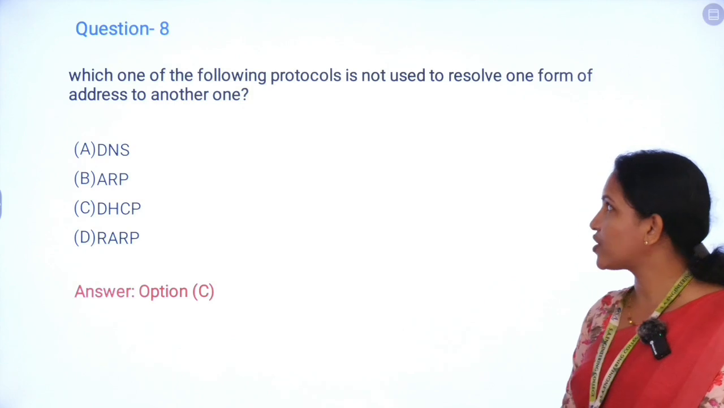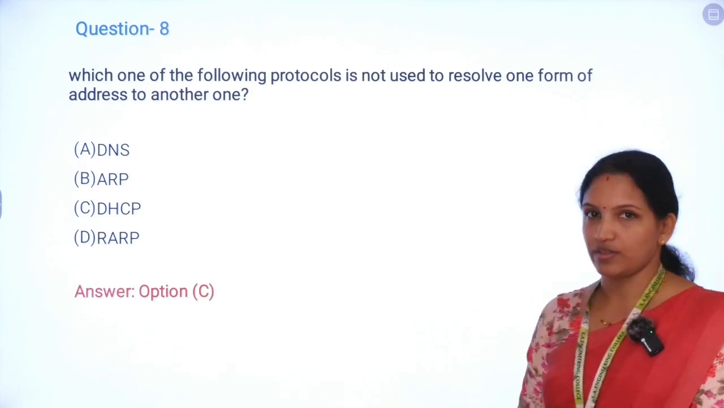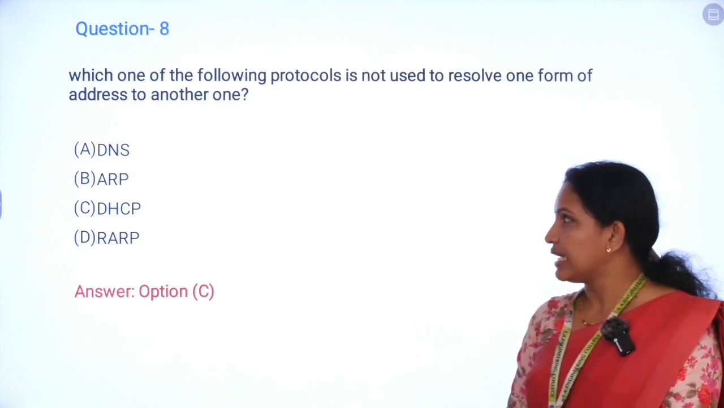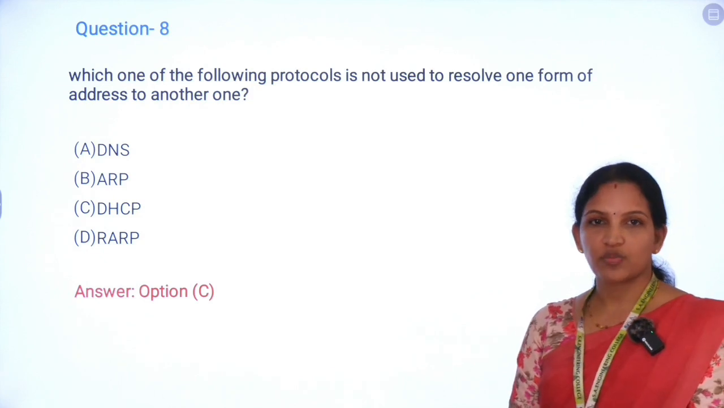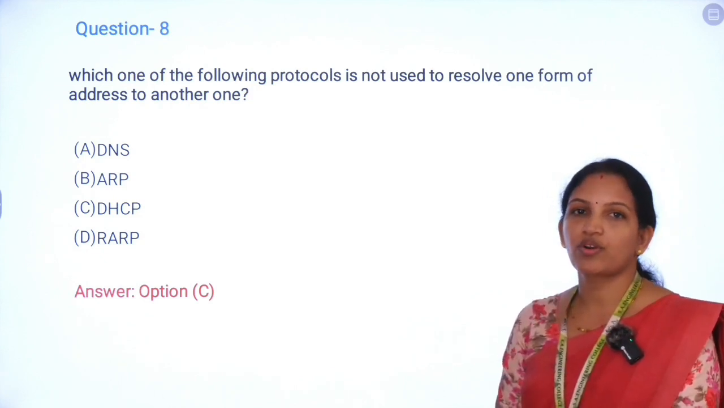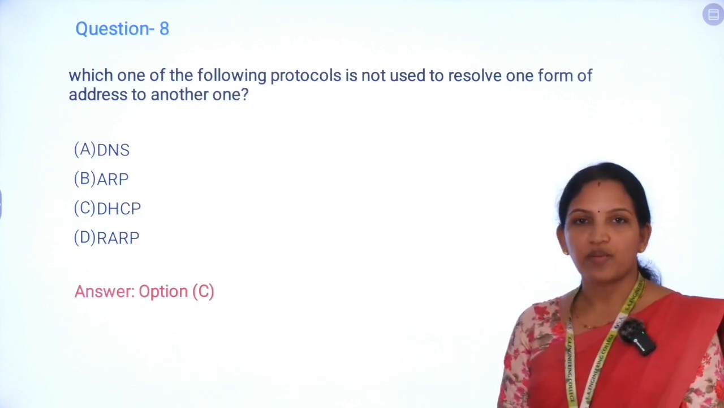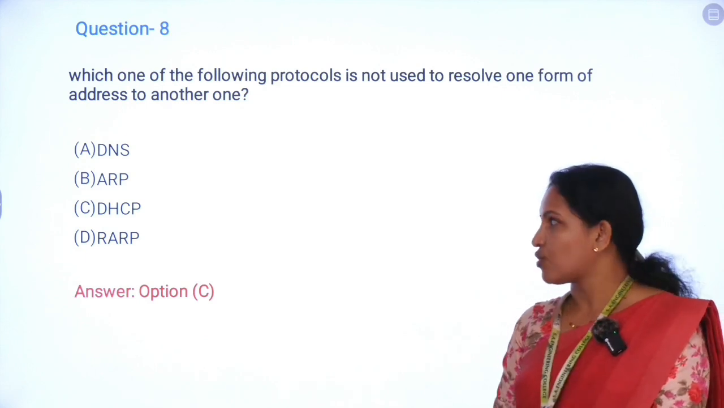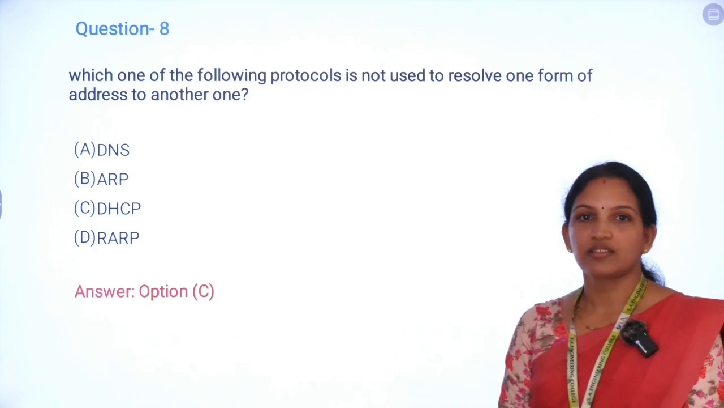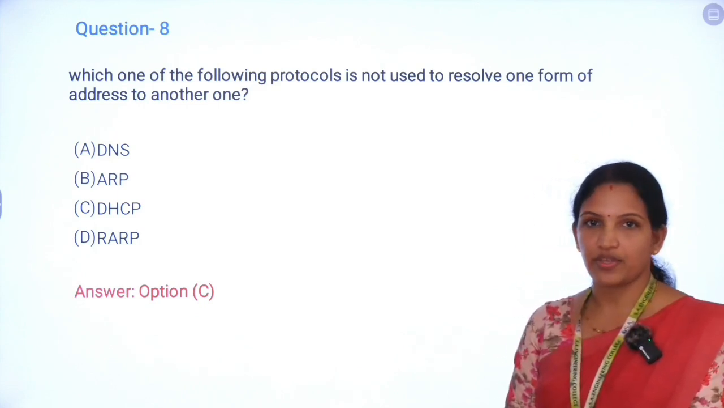Last question, which one of the following protocols is not used to resolve one form of address to another one? The options given are DNS, ARP, DHCP and RARP. Here DNS stands for domain name system, which maps a domain name into the corresponding IP address, and ARP is the address resolution protocol, which maps from IP address to MAC address, and RARP maps from MAC address to IP address. So all those three are address translation protocols, but DHCP is an IP configuration protocol. So option C is the correct answer, DHCP.